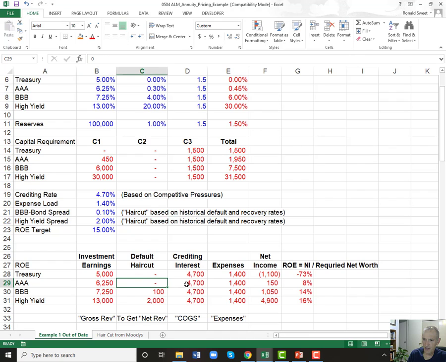No haircut because they're high quality. Crediting rate, expenses are the same, so we make $150. Our return on equity is 8%, but they need to make 15%. So that's not going to work.